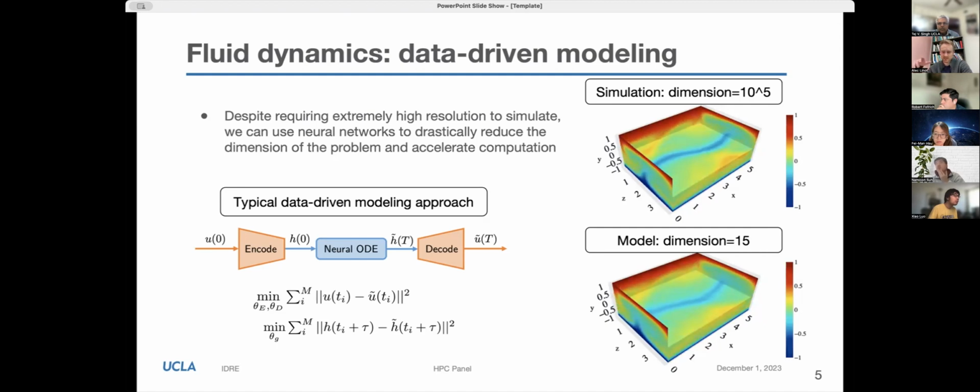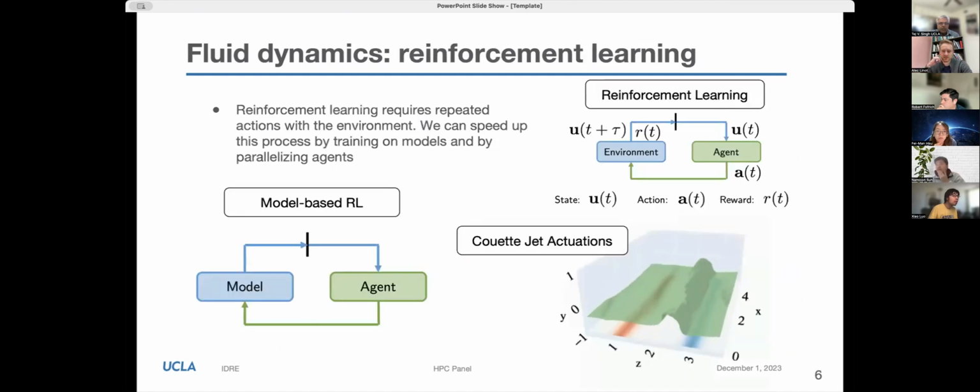And then, can you go to the next slide? So then the last thing I want to talk about is sort of the problems that we face in reinforcement learning.